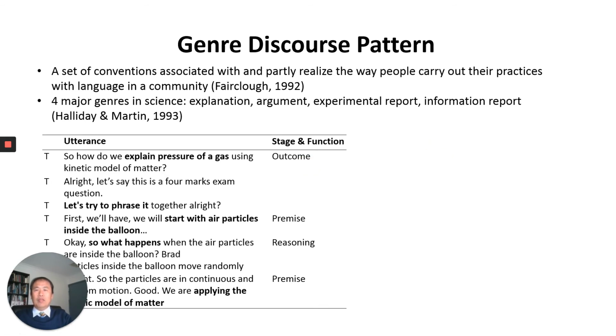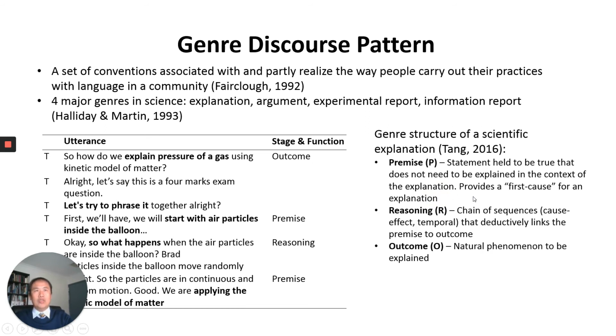Let's use the same example from earlier to show the genre pattern of a scientific explanation in classroom talk. This is the example about the explanation for the pressure of a gas. Now, from previous studies, I've identified the genre structure of a scientific explanation as consisting of three parts. The first part is a premise, which is a statement held to be true that does not need to be explained in the context of that explanation. A premise also provides a first cause for an explanation.